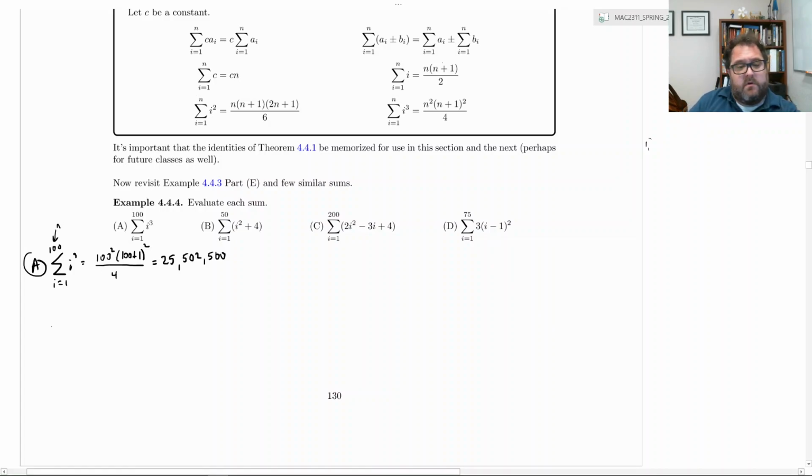Well, B. B says we have the sum from i equals 1 to 50 of i squared plus 4.